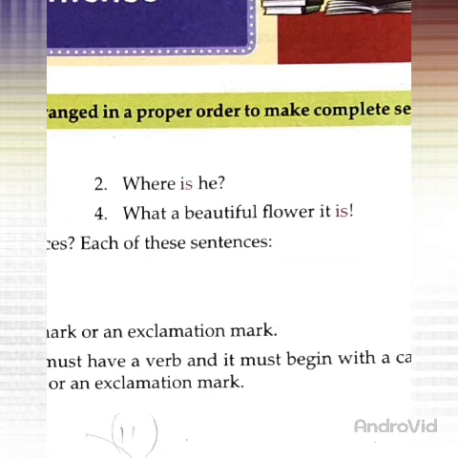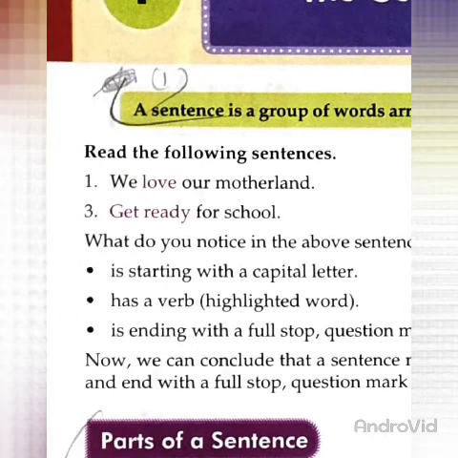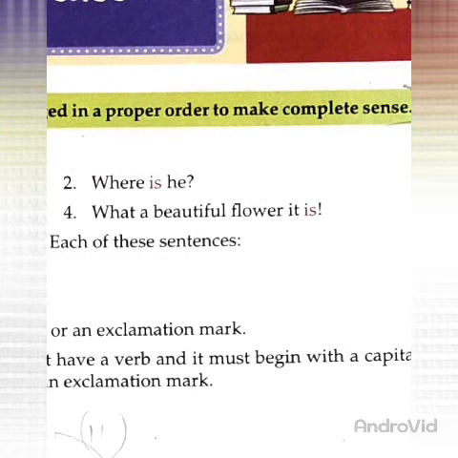So that is there. Where is he? It's a proper question, so that is also correct. And get ready for school is also a proper sentence, it's also correct. What a beautiful flower it is. It is describing the state of a flower कि वो flower कैसा है. So, what a beautiful flower it is, exclamation mark. Exclamation mark, what does it denote? It shows surprise. That means it is describing the beauty of the flower.